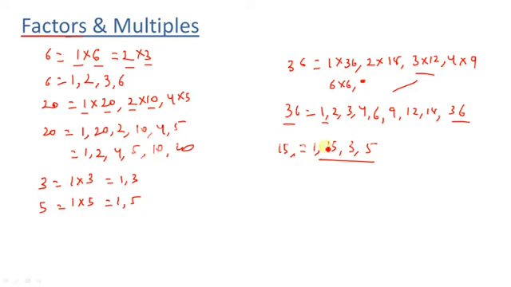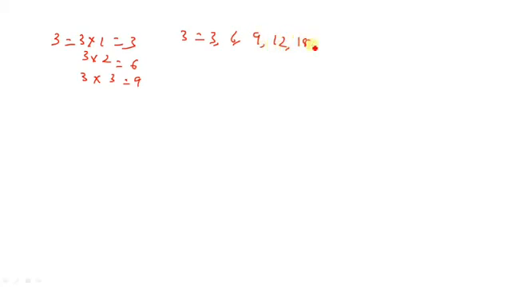Now what are multiples? Suppose I write 3. We can write 3 into 1 is equal to 3. 3 into 2 is equal to 6, 3 into 3 is equal to 9. So we can write in this way. So multiples of 3 are 3, 6, 9, 12, 15 and so on. Now multiples of 4 will be 4 into 1 is 4, 4 into 2 is 8, 4 into 3 is 12, 4 into 4 is 16, 4 into 5 is 20. These will be the multiples of 4.